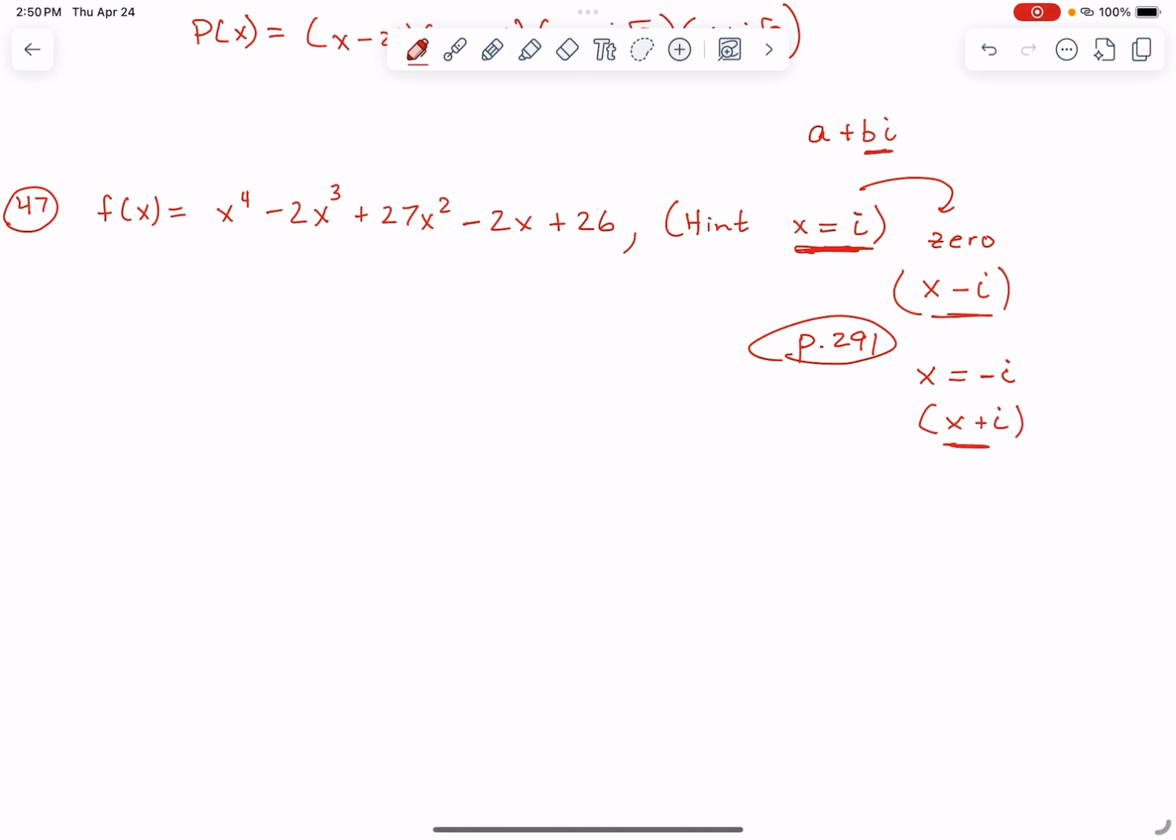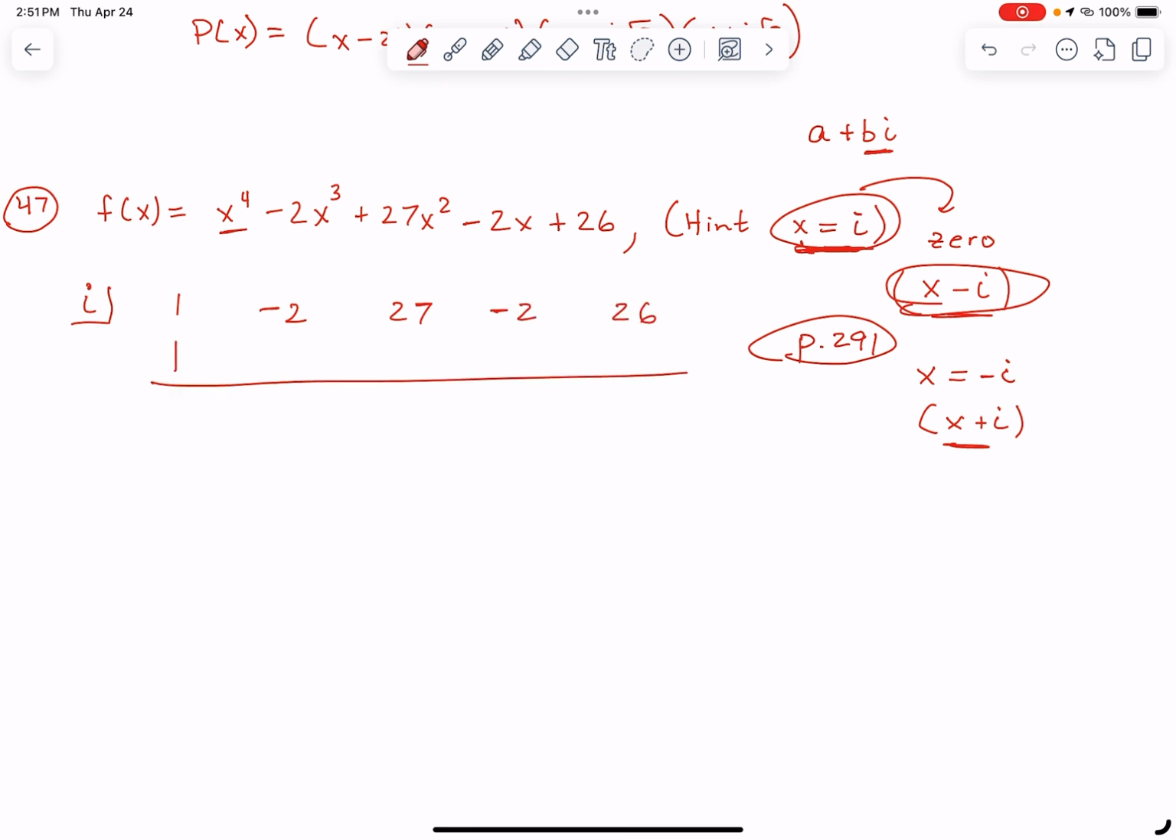So we've got to get from x to the fourth down to x squared. I'm going to go ahead and put i in the box for this one, for x minus i. And here we go. We've got 1, negative 2, 27, negative 2, and 26. I'm going to go slow because I screwed it up in class, so let's not screw it up here. Keithan's going to check my math. This one will be a little bit easier than the one we were doing in class. This is number 47. We should get a remainder of 0.